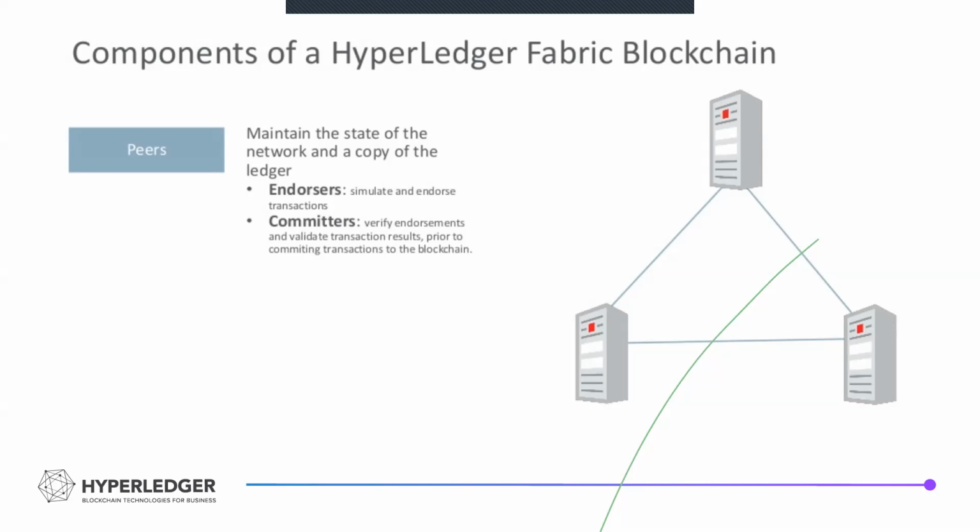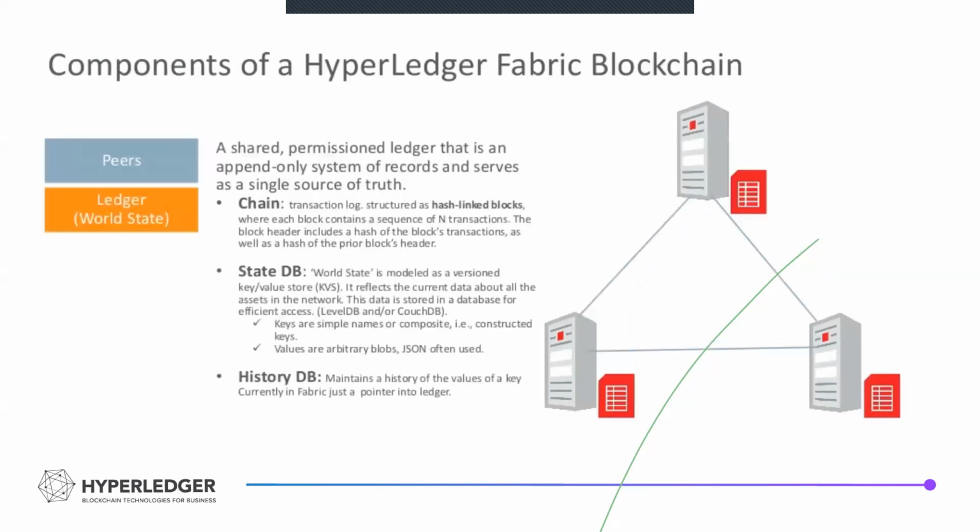Committers are those peers who verify the transactions before confirming the transaction over the ledger. Now the second important thing is what state means. State means the ledger, where the whole data of that Hyperledger blockchain solution that you are using is stored. So they are basically in that state.